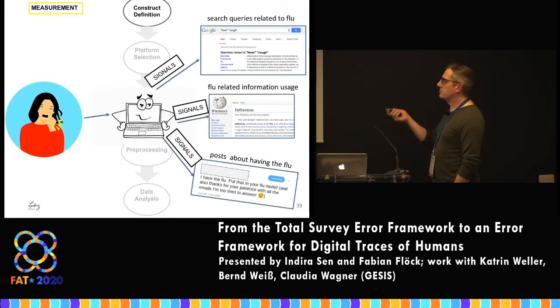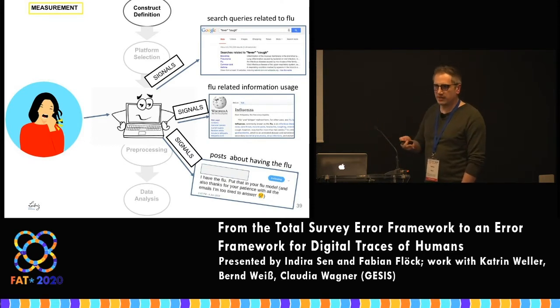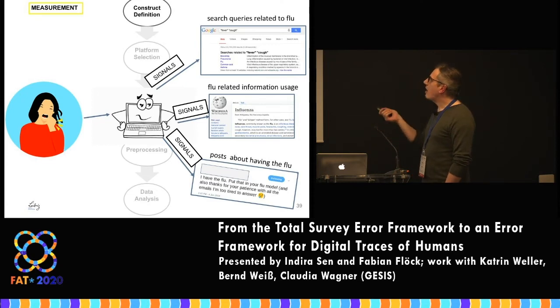But here, let's say the construct is pretty easy. If I have influenza viruses in my body, then this is a true positive, yeah? And then I ask, what possibly can I have in digital traces? We use now social media and Google as a search engine. What possible signals could I have that tell me if a person has the flu? I think about, for example, queries that are related to the flu, with a keyword, for example, flu-related information, or views that appear on Wikipedia pages that are somehow related to influenza, or posts on Twitter about having the flu.